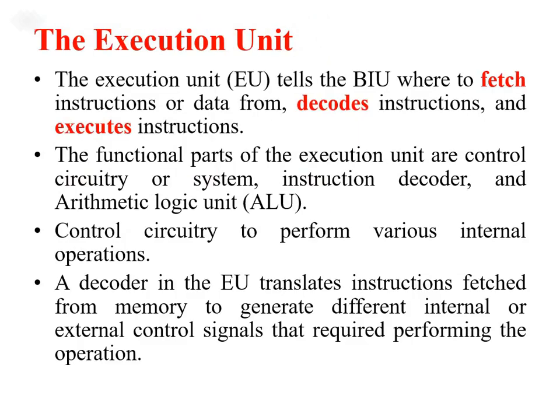The next is the execution unit. This execution unit tells the BIU where to fetch instructions or data from. Next, it decodes that instruction after fetching and executes the instruction. The functional parts of the execution unit are the control circuitry or system, the instruction decoder, and the arithmetic logic unit. The control circuitry is used to perform various internal operations. A decoder in the EU translates the instruction fetched from memory to generate different internal or external control signals required for performing the operation.